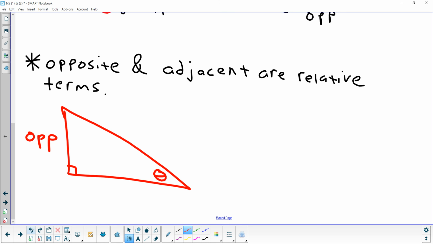Okay. Adjacent is the side that's next to your angle. You might think, well, wait, there's two. Well, it's the side that's not the hypotenuse. So this is the hypotenuse. This is the adjacent. It's the side that's next to your angle, but not the hypotenuse. Now, adjacent is the side that if you erase it, you just wiped out your angle. You don't have an angle there anymore. The bottom of the angle is now open. So you lost one side of your angle.